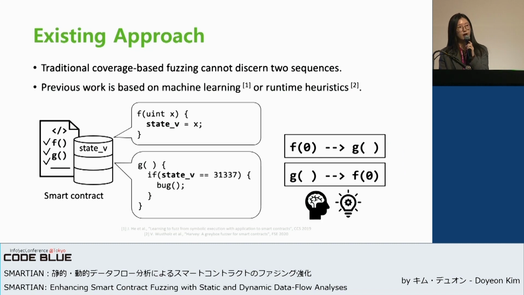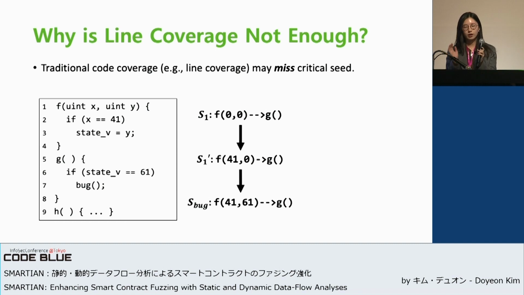Previous work has proposed several techniques to handle this problem. For example, one of the previous works used machine learning to decide which sequence order is more promising and meaningful. So let's take a closer look.